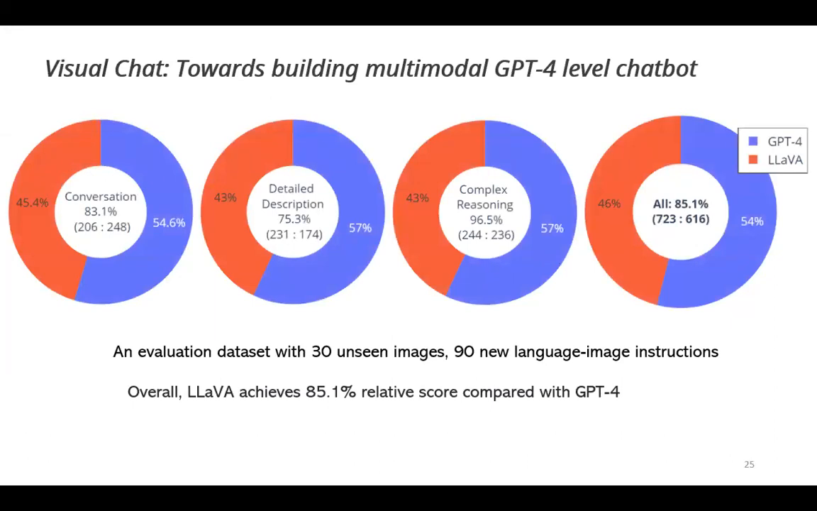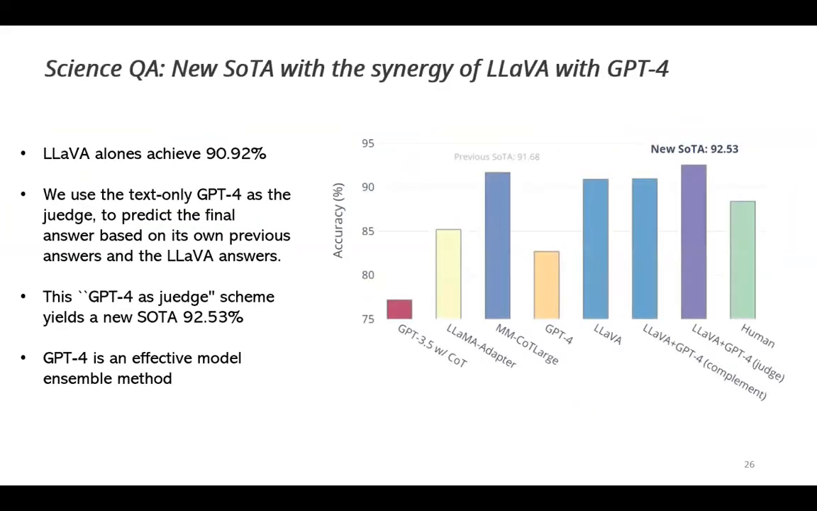Now let's talk about the performance. We construct a small evaluation data set, and the takeaway message is that the Llama model is able to achieve an 85% relative score compared with GPT-4. This is very close, but don't take this seriously because it's a very small model on very simple COCO images. On the other hand, we also report results on an established visual reasoning data set called Science QA. The previous best is the multimodal chain of thought paper from Amazon. With Llama, we trained our second stage on the training set of Science QA. When we combine it with GPT-4, it helped us create a new state of the art on this data set.